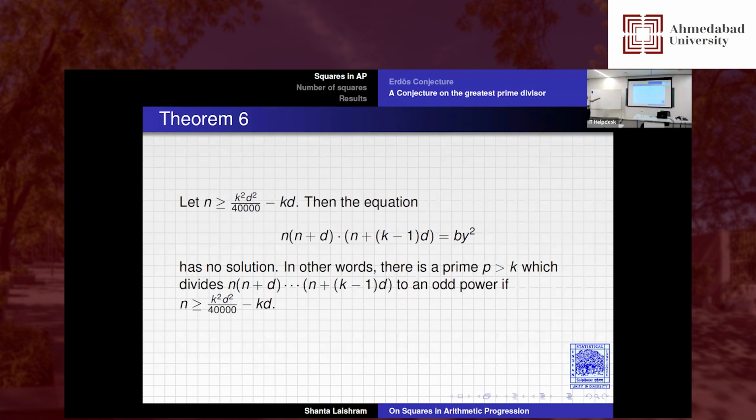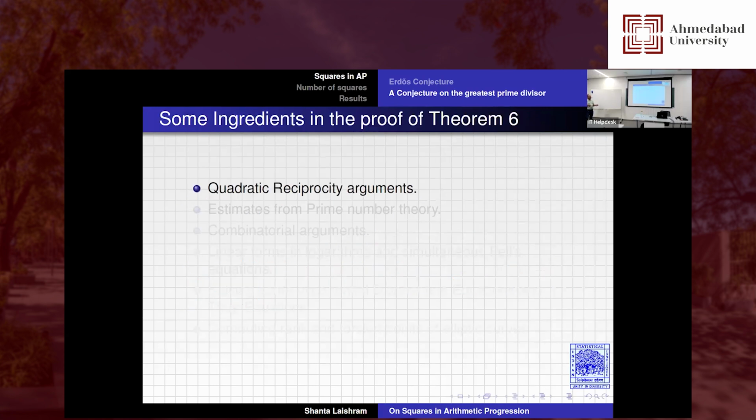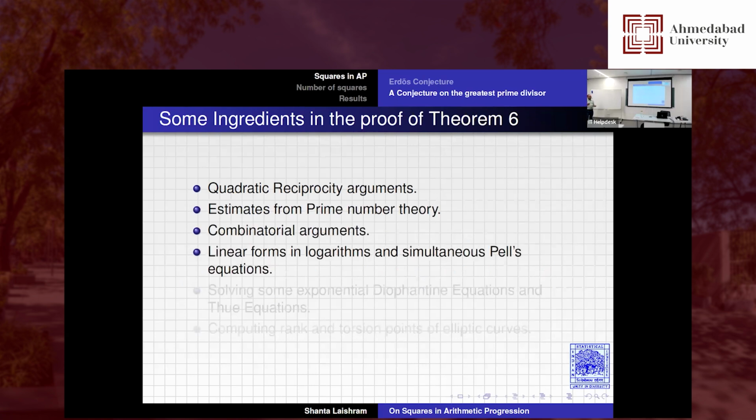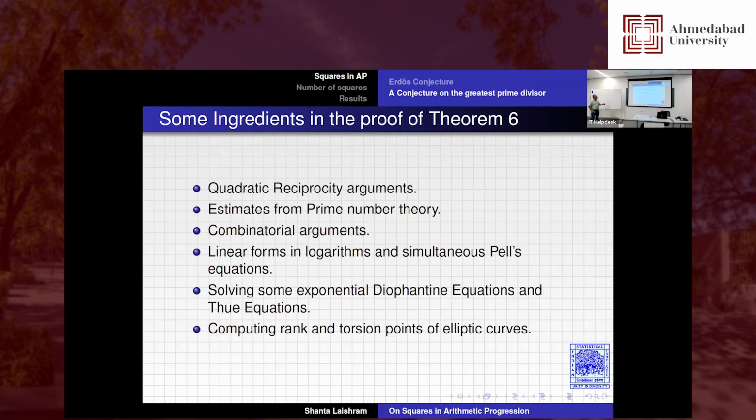So in fact, this proof of theorem 6 is quite complicated. It requires a lot more ideas. I'm not able to give a proof here, but it requires a lot of things. It requires ideas from quadratic reciprocity arguments, prime number theory estimates, a lot of combinatorial arguments. And there's something called linear forms in logarithms due to Alan Baker. So there's a work of Alan Baker on linear forms in logarithms, where you combine logarithms with coefficients and try to give a bound, or then simultaneous Pell's equations, and quite a lot of things are involved just to show this theorem.